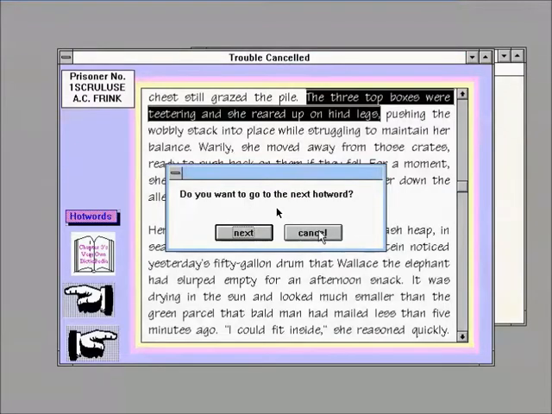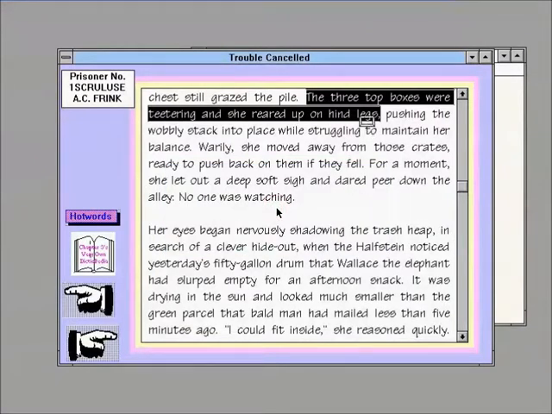I guess the reason why the scenes are weird, like some of it, is because most of the people don't read the passages. So, yeah. Although, then again, the Cheshire Cat thing is weird no matter what context is applied to it. The tree top boxes were teetering and she reared up on hind legs.